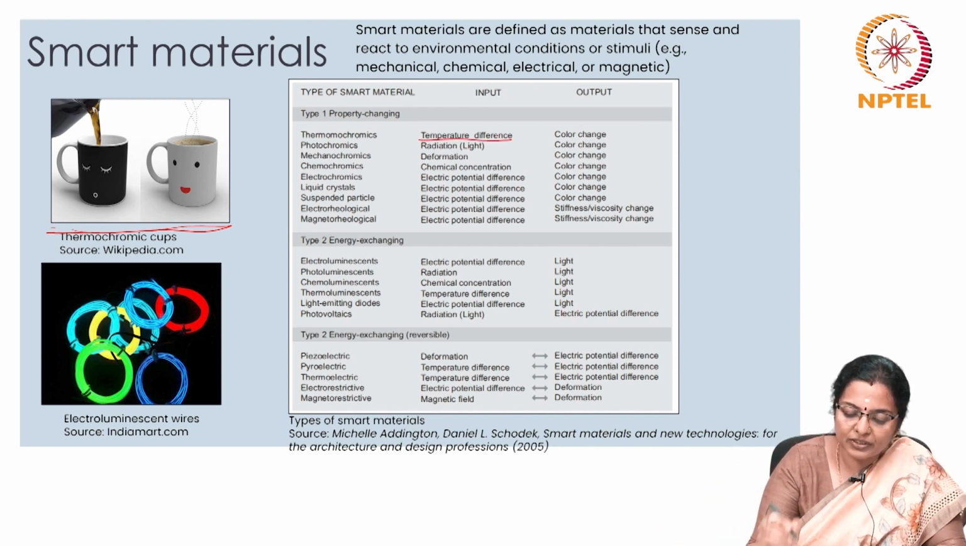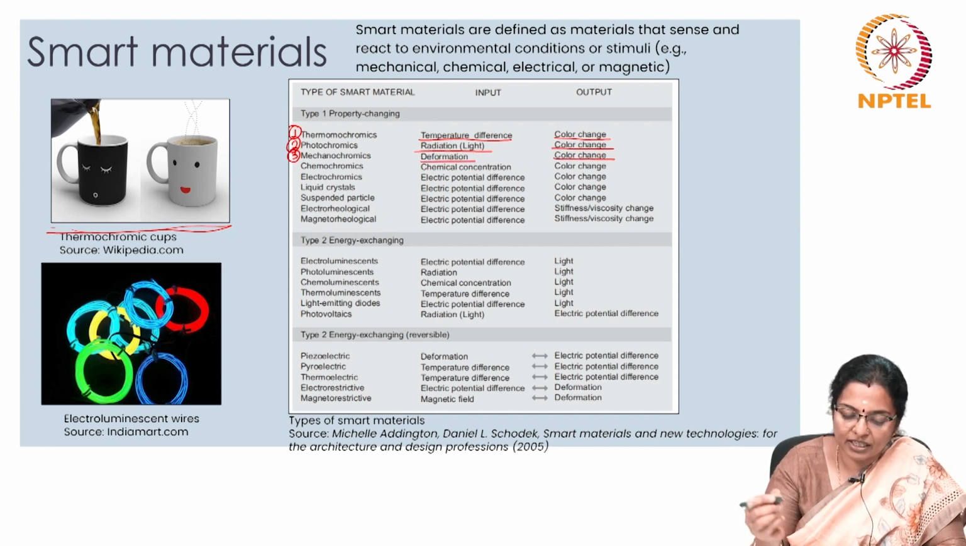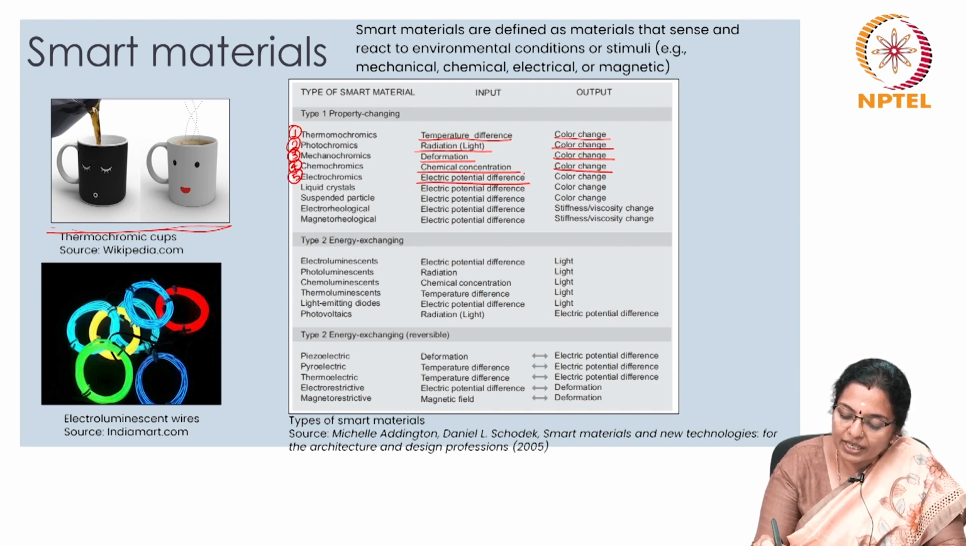Based on temperature difference, we have thermochromic. The output is color change. Photochromics, based on stimulus as light or radiation, the output is a color change. Mechanochromic, based on deformation, the output is a color change. Chemochromic, due to chemical concentration, the output is a color change. Electrochromics, electric potential difference causes color change.